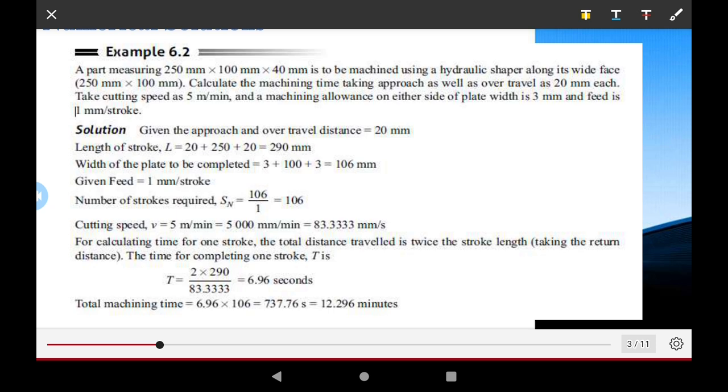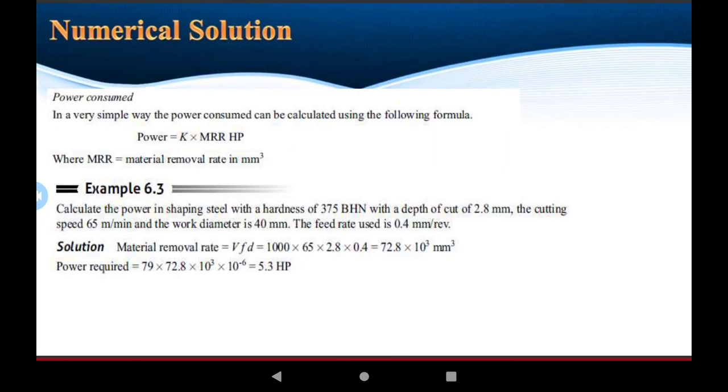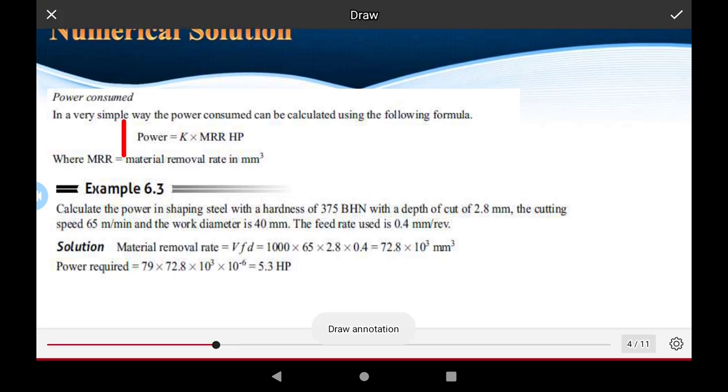Now let us find the other assumptions, and the power consumed. What is the power consumed? In a very simple way, the power consumed can be calculated using the formula: power P equals K into the material removal rate, MRR, in horsepower, where the material removal rate is the volume of material removed in mm cubed per minute. This is the formula used to find the power consumed.